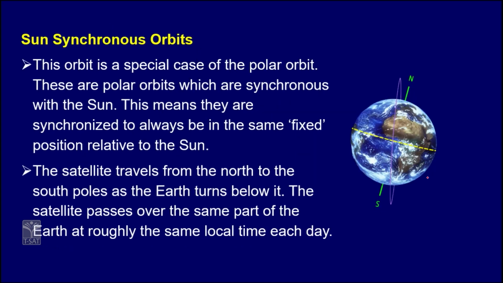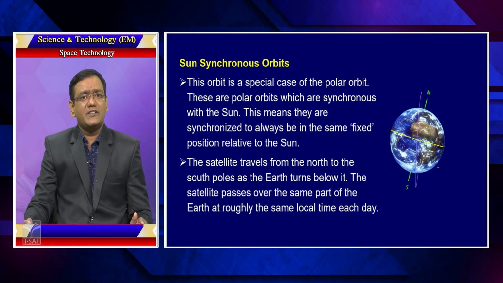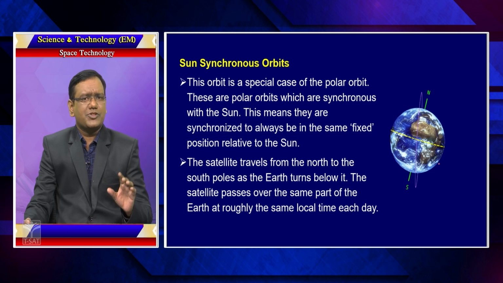So what are sun synchronous orbits? This orbit is a special case of the polar orbit. These are polar orbits which are synchronous with the sun. This means that they are synchronized to always be in the same fixed position relative to the sun.